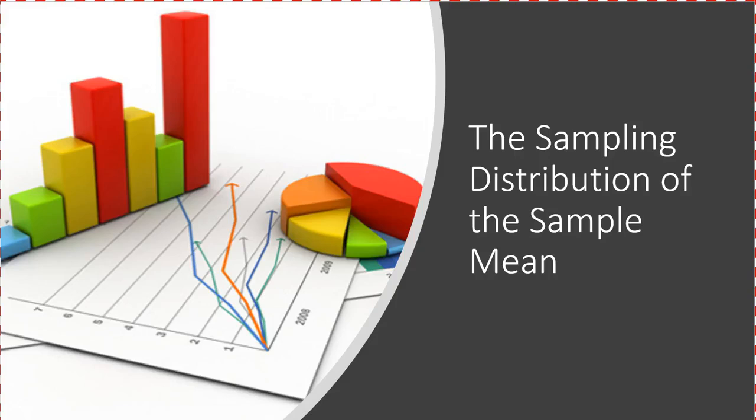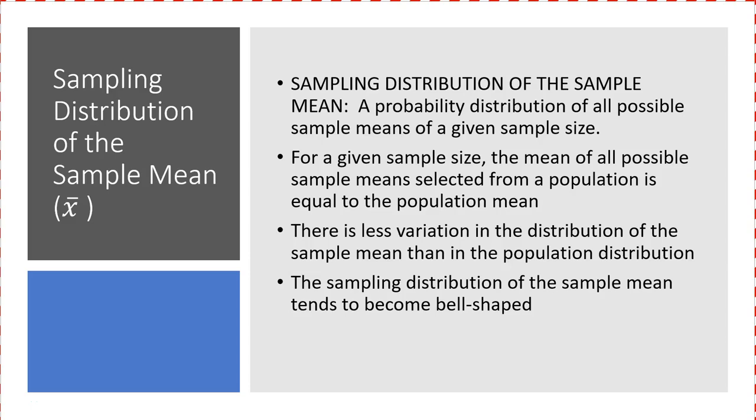So now let's talk about the sampling distribution of the sample mean. The sampling distribution of the sample mean is a probability distribution of all possible sample means for a given sample size. So what this means is, for a given sample size, the mean of all possible sample means selected from a population is going to be equal to the population mean.